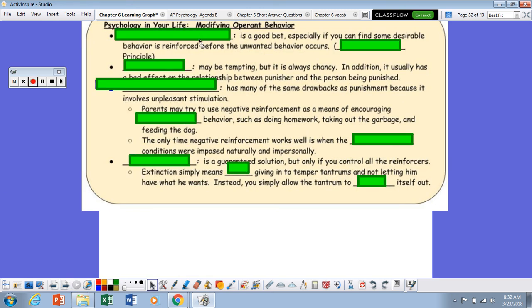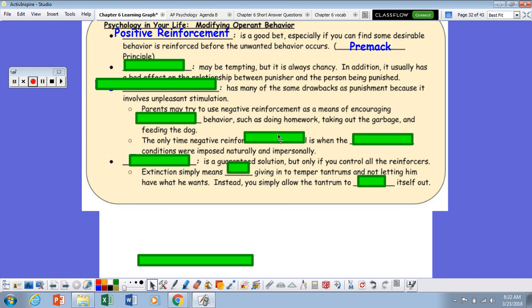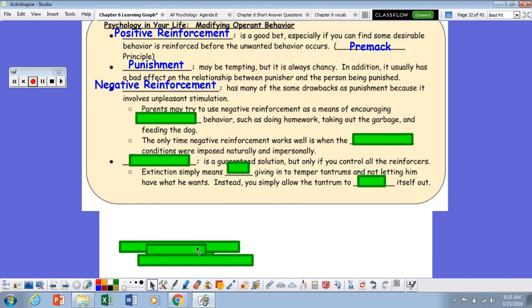Psych in your own life: modifying operant behavior. When we talk about positive reinforcement, that's a good bet, especially if you want to find some desirable behavior that you want to reinforce before the unwanted behavior occurs, hence the Premack principle, which we talked a little bit about the other day. Punishment may be tempting, but it's always chancy. In addition, it usually has a bad effect on the relationship between the punisher and the person being punished. Negative reinforcement has the same drawbacks as punishment because it typically involves some kind of unpleasant stimulation.